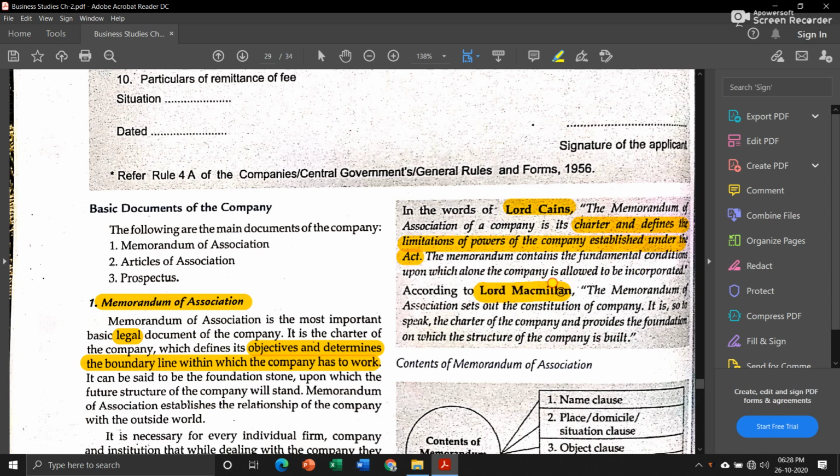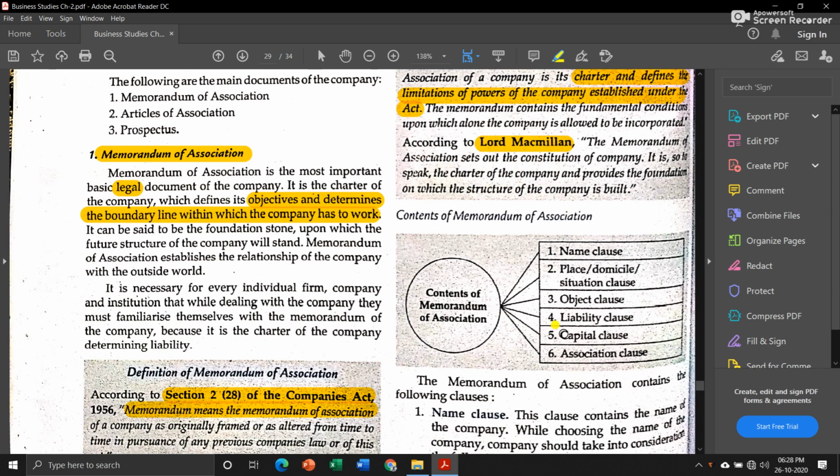And according to Lord Macmillan, the Memorandum of Association sets out the constitution of the company. Just like in India we have a constitution, every company also has its own constitution, and that is nothing but the Memorandum of Association. In it, all the rules and legal laws related to the functioning of a company are mentioned. It is, so to speak, the charter of the company and provides the foundation on which the structure of the company is built.